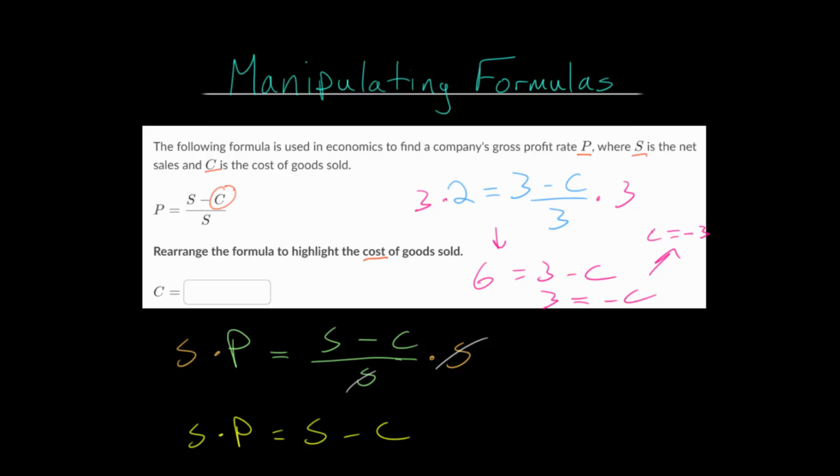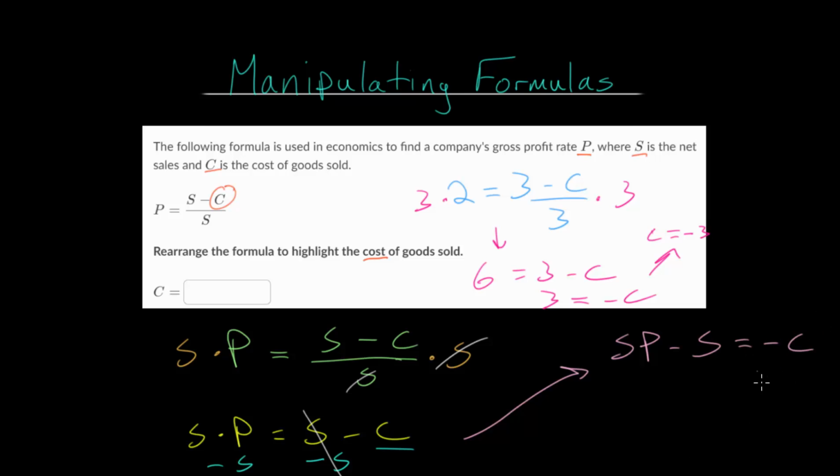Now, to get C by itself, we will need to get rid of this S term. Since this is a positive S, we can use subtraction. We can subtract S from each side since S minus S is just 0. So these right here will cancel out. Again, looking at the equation where we substituted numbers, we had 6 equals 3 minus C, and we subtracted 3 on each side so that we can get negative C by itself. At this point, we would have SP minus S is equal to negative C.